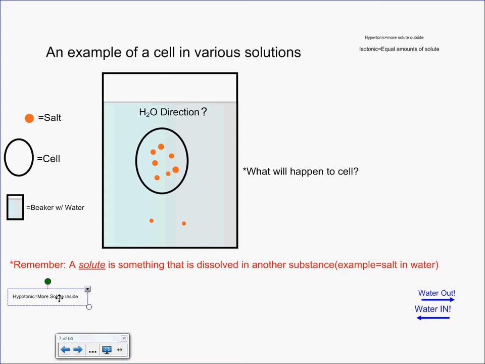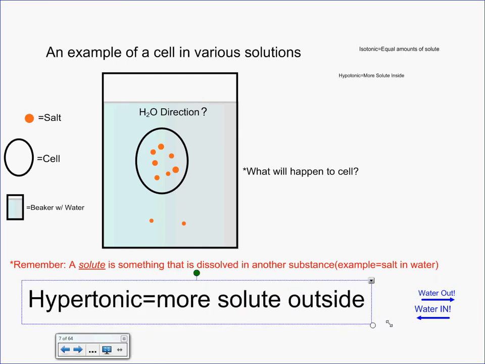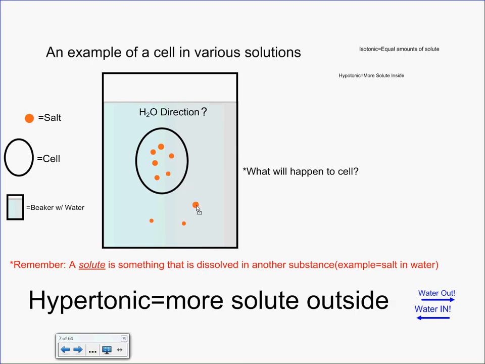Next one, hypertonic. Here's my definition, real simple. There's more solute dissolved outside the cell. All right? So how do we make that happen? Well, move my dots. All right? Does that look hypertonic? Are there more dissolved things outside the cell? Yes. So what's going to happen? Can anybody tell me? Yeah, water will go out.